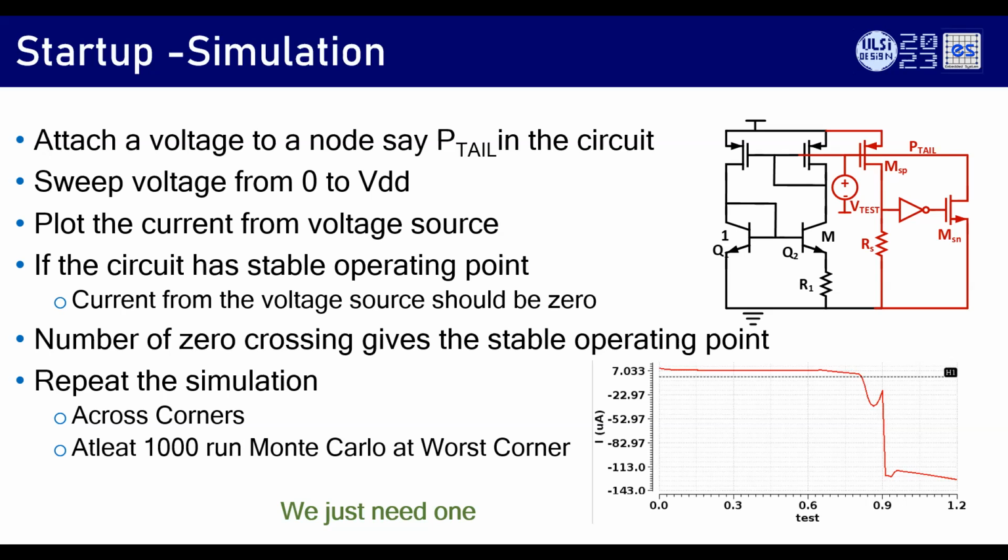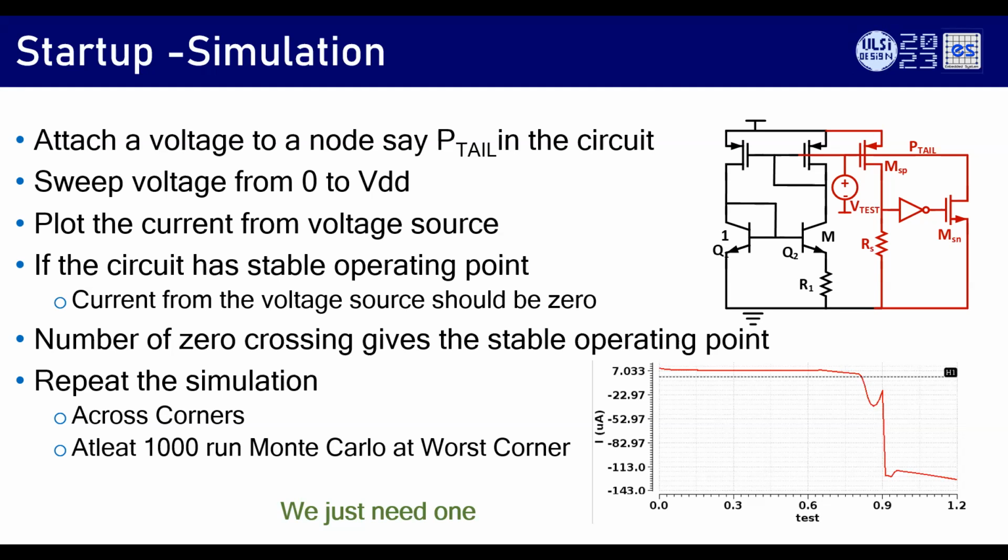Now what I do is I sweep the voltage from 0 to VDD, ground to the maximum voltage. Let's say that the circuit has 5 stable points. At every stable point, your P-tail will be stable and the voltage source also will have that particular voltage, right? So the current will be 0. There will not be any current from the voltage source at every stable operating point. So you just monitor the current from the voltage source and see how many zero crossings it has. It has that many stable operating points.